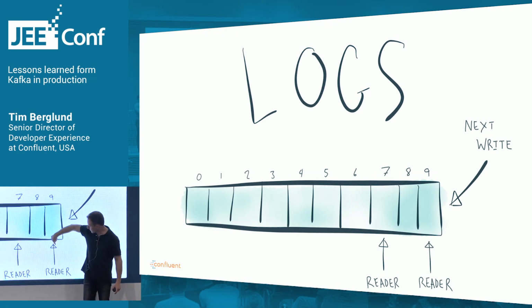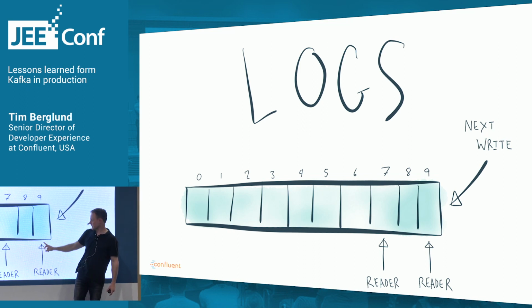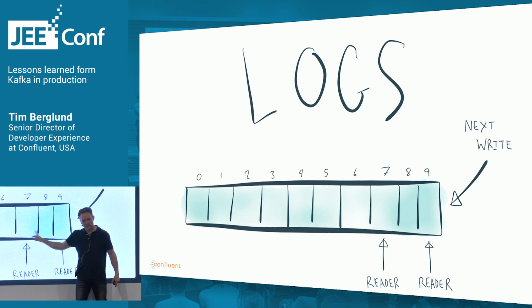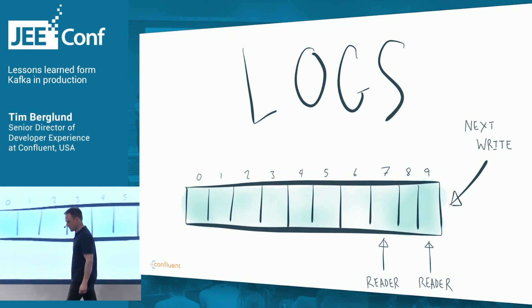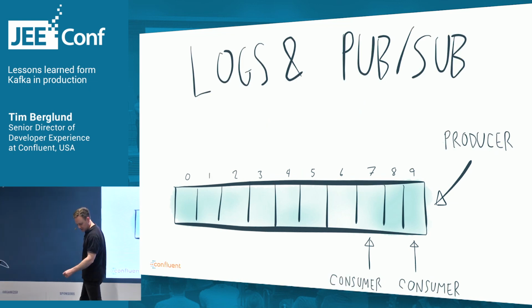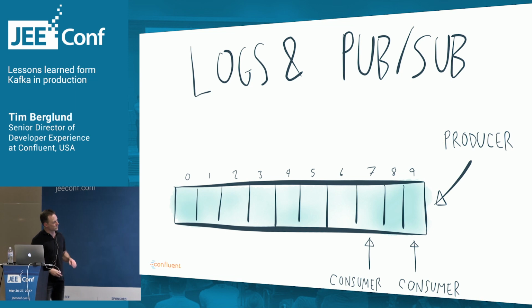Readers or consumers, there can be multiple consumers of a single log here, and they can have their own point that they're reading from, and we'll look at that in a little more detail in a minute. But basically, fundamentally, it's a log, and the writer is called a producer, and the reader is called a consumer, like we saw before.